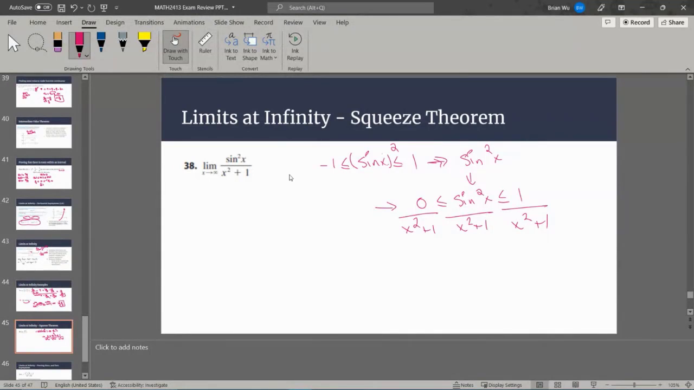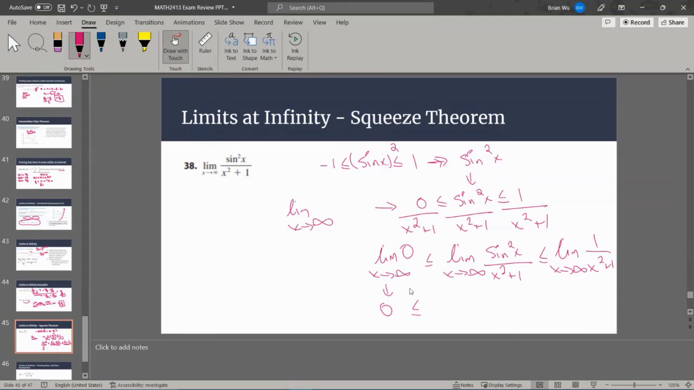And then, because this function looks like this one, we're now going to apply the limit as x approaches infinity to all three. And we know that this one goes to 0. Sine squared x over x squared plus 1. And the limit of 1 over x squared plus 1 as x approaches infinity as well, we'll see that this one goes to 0 by nature of a constant. The middle stays the same.